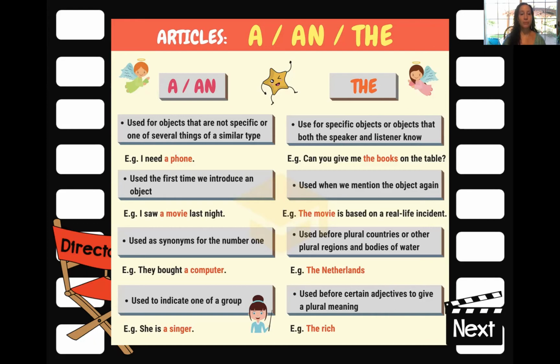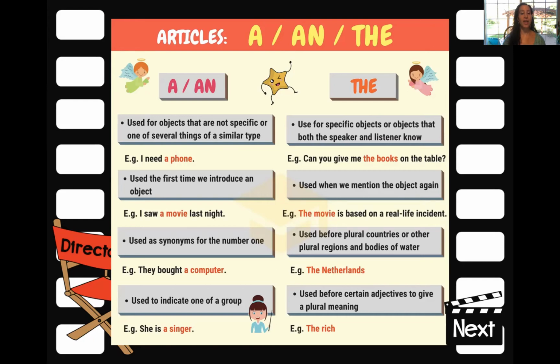Remember, we use a for objects that are not specific or one of several things of a similar type, such as I need a phone, okay? It's general. We also use a when we use it for the first time to introduce an object, such as I saw a movie last night.